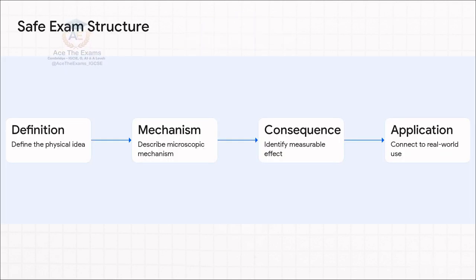Okay, so the crucial point is the strict sequence right here. The safest answer structure for the 9702 exam requires moving in this exact order: definition, mechanism, consequence, application. You define the idea, then you describe the microscopic mechanism, you identify the measurable consequence, and finally, you connect that consequence to one real-world material or device. If you can explain those 4 stages in order, you unequivocally prove that you understand cause and effect.